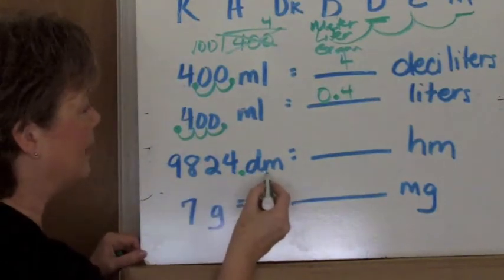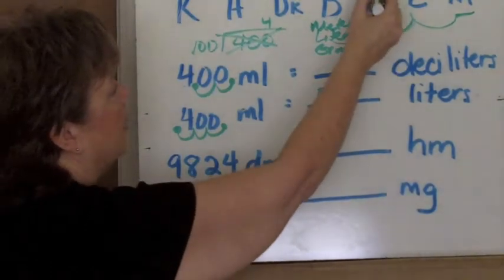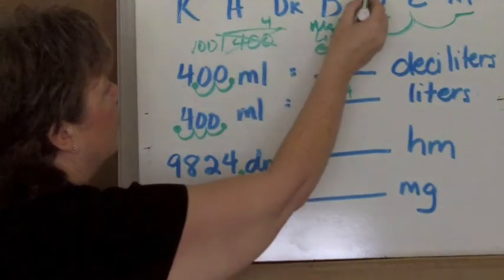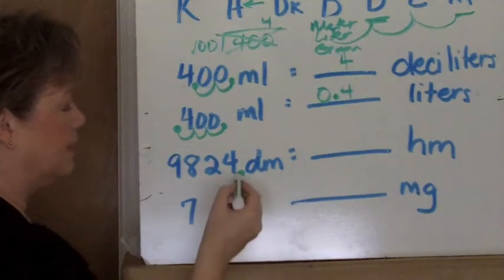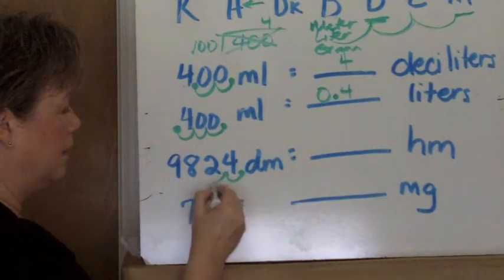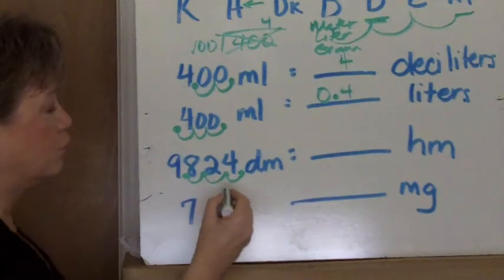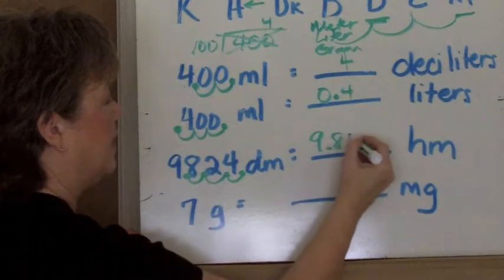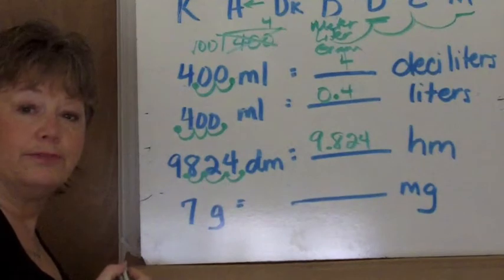I'm going from decimeter to hectometer. So I'm going from here, deci, to here. So I'm going to move over 1, 2, 3 times to the left. So I'm going to take my decimal and move it over to the left 1, 2, 3 times. So 9,824 decimeters equals 9 and 824 thousandths of a hectometer.